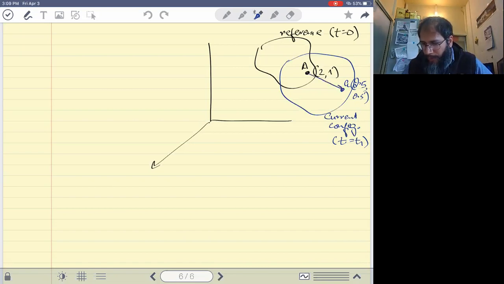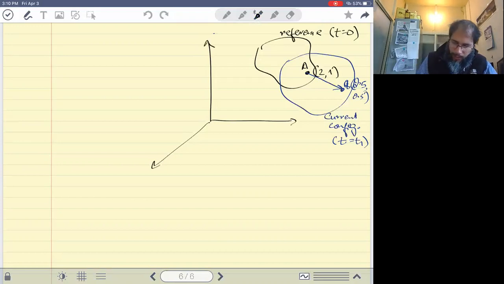So we have a displacement from capital A, which was in the reference configuration. Now the body has deformed, the body has moved. So the capital A has now gone to small a, which has different coordinates. If I actually use my function that I just defined, kappa, in the second form, I can say small x is equal to kappa of capital X, t. In this case we have t1, because I want to know where the point is at t1. Capital X in our case is 2, 1.